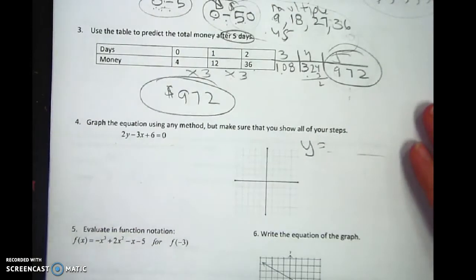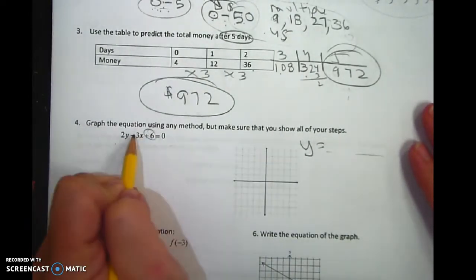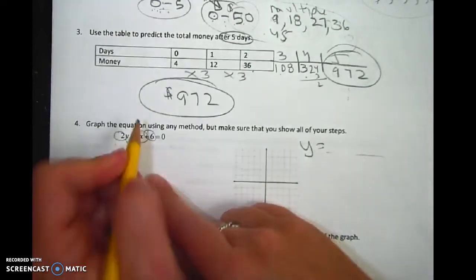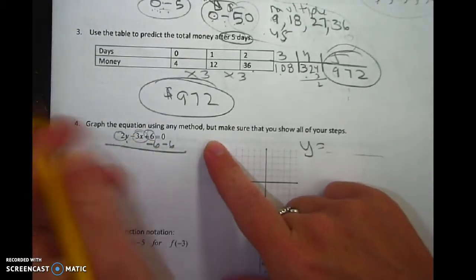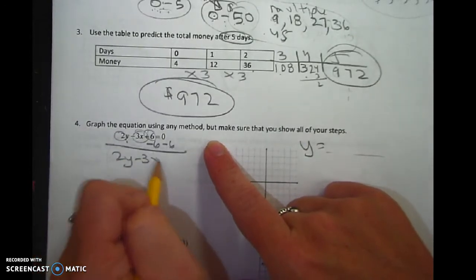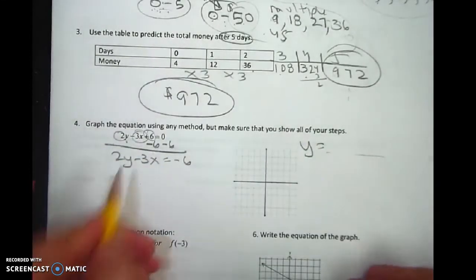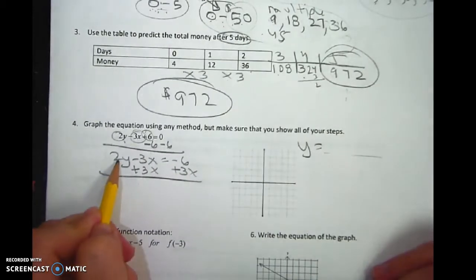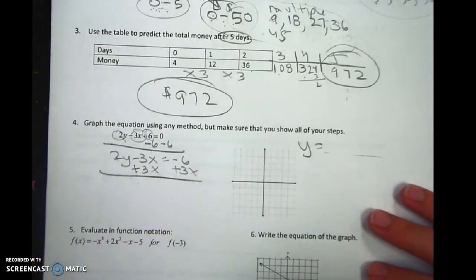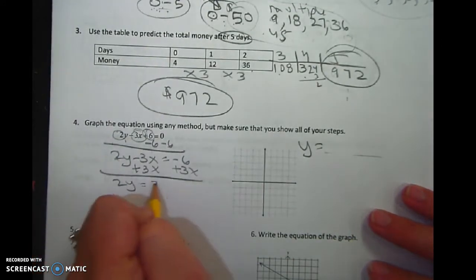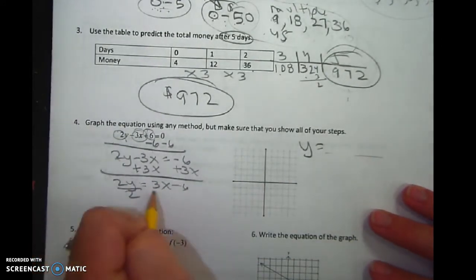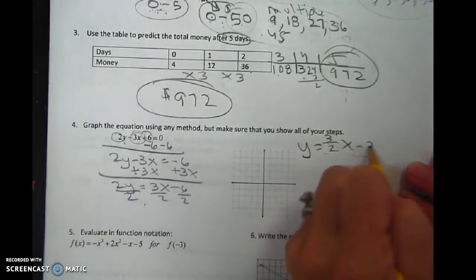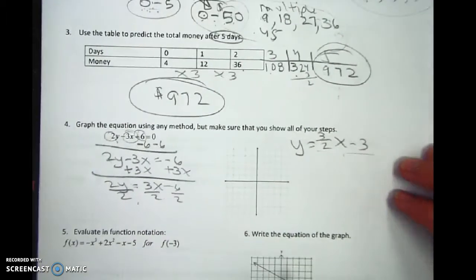So if I'm going to put it in slope-intercept form, that means this has got to go away, this has got to go away, and this has got to go away because it's got to say y equals. So I'm going to move the number first because I feel like it. I'm going to move the x next because if I move the 2, then I'm going to be dividing, and I don't want to divide until the very end. So now I divide by 2, divide by 2, divide by 2. Y equals 3/2 x minus 3. There's my equation in slope-intercept form.